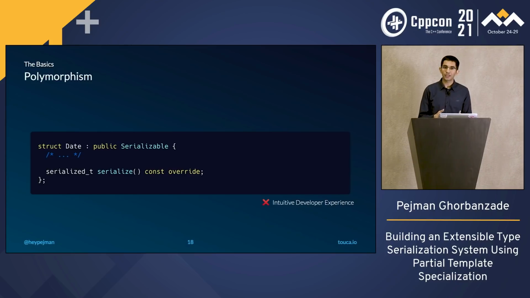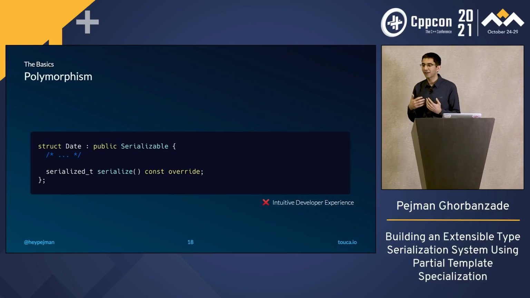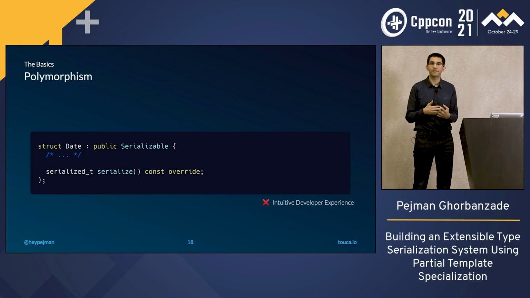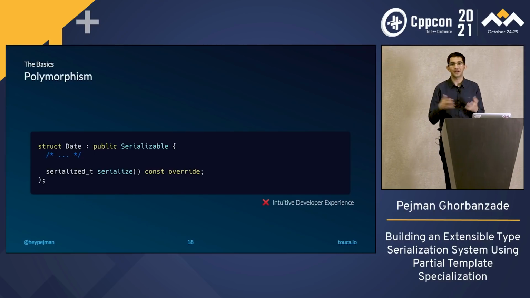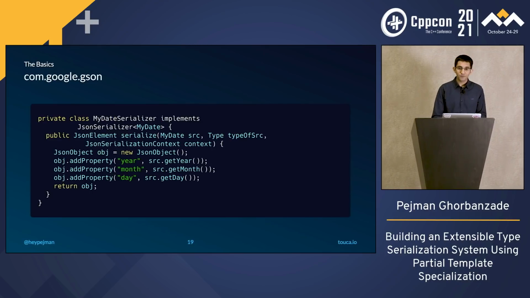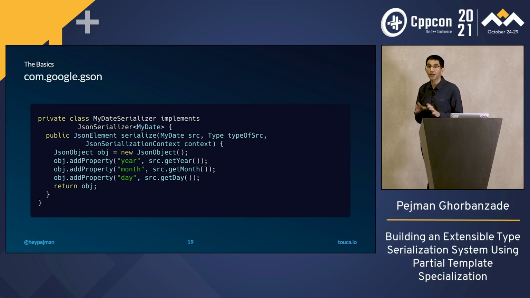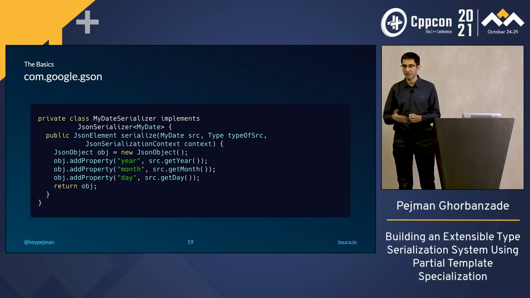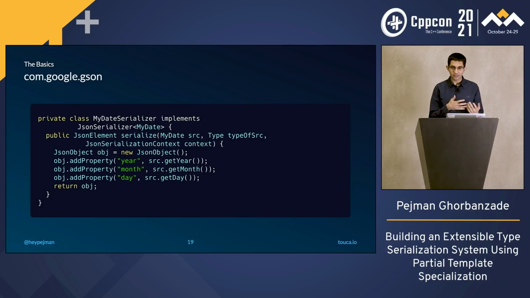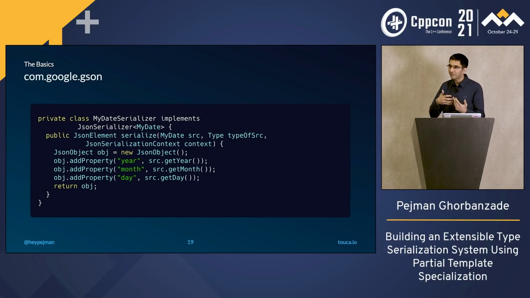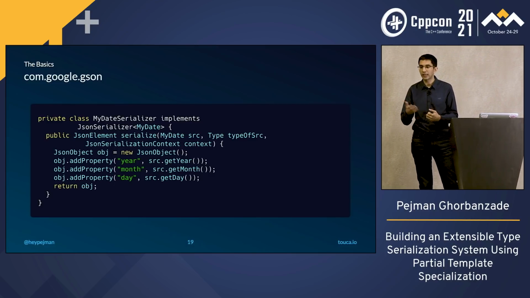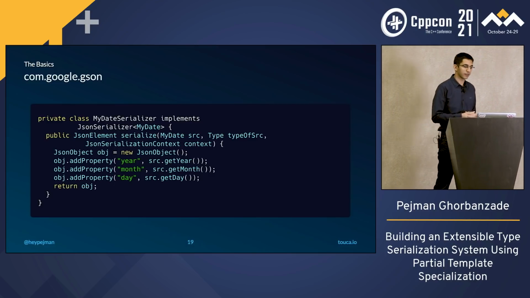The problem here is that this is asking for too much, especially for C++. No one is going to use our library if we ask them to derive from this interface and implement this function. We might get away with this approach in other languages. In Java, there is this JSON library, which is very well designed, and its way of usage requires basically using a JSON serializer and implementing that interface.